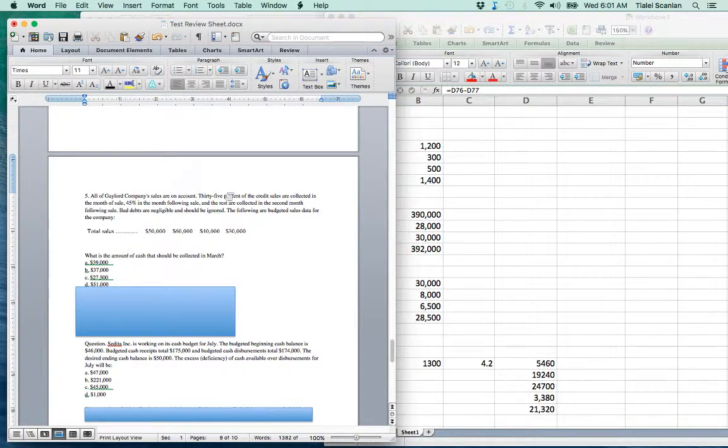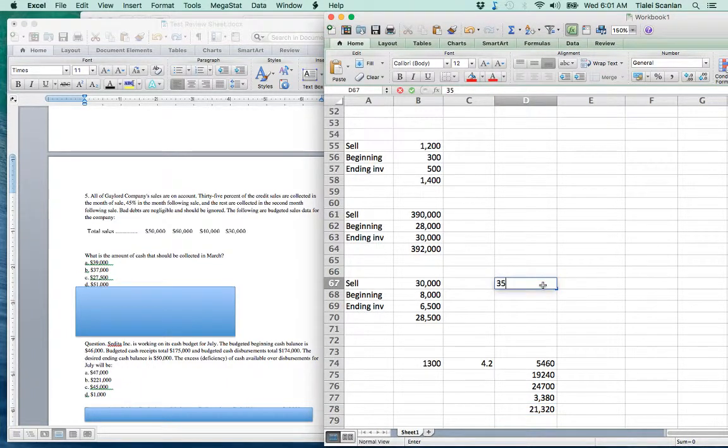So 35% in the month of sale, 45%, and the rest are collected in the second month. So for me, it helps me. So 35 in the first month, 45 in the second month. So what are we at? This one plus this one. We're at 80%. So then the following month we'll collect the full 100% since there's no bad debts, right? So month 1, 35%, month 2, 45%, month 3, 20%. And this is asking for March.